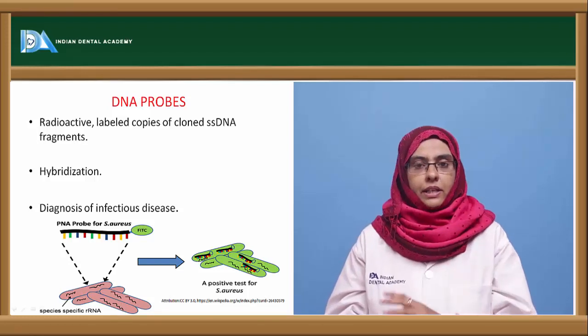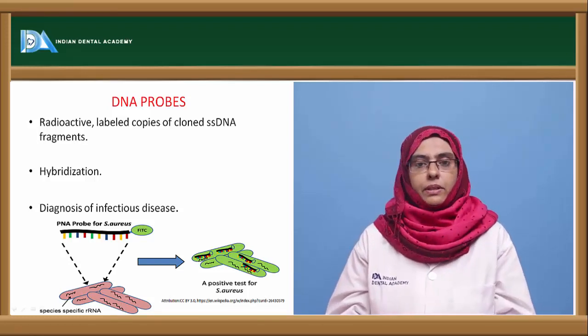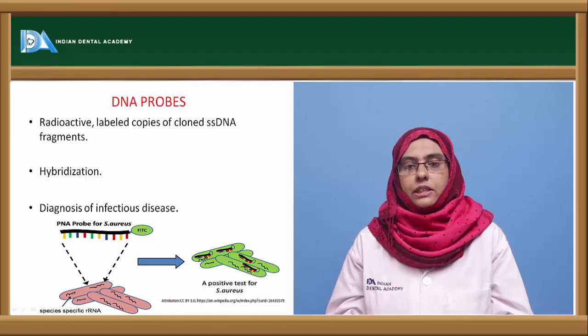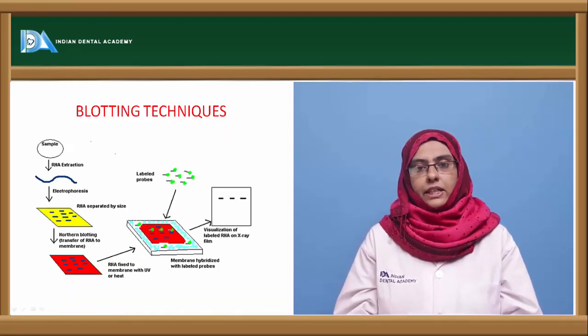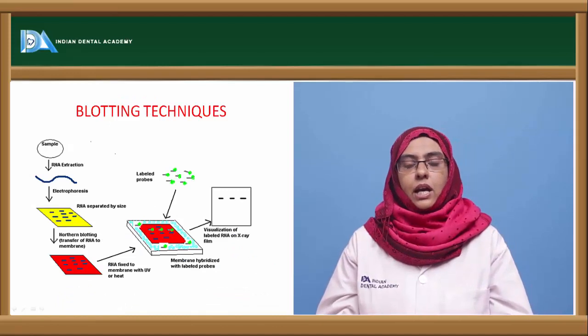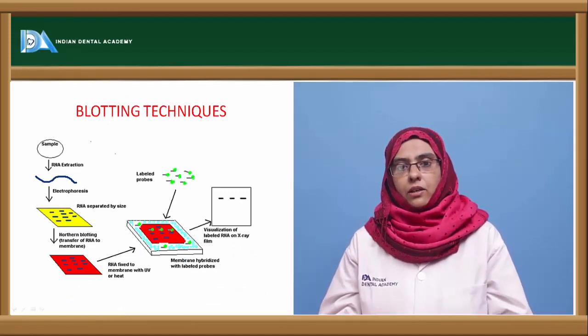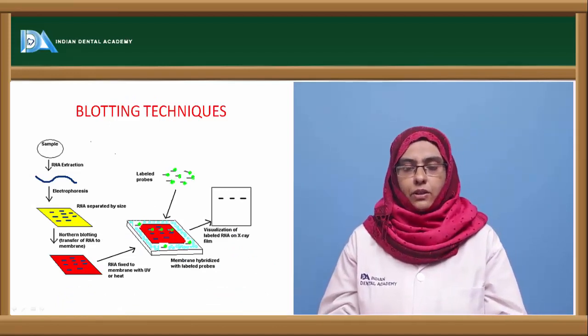If it is complementary, it will hybridize. If it is not complementary, then there is no hybridization. So it is easy identification of an infectious disease. Next is a blotting technique, another important technique to identify the homologous DNA present in a particular sample.